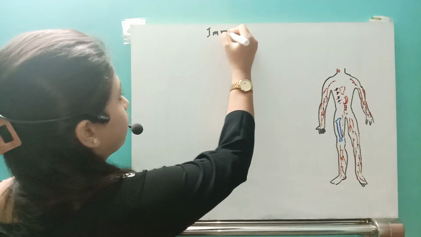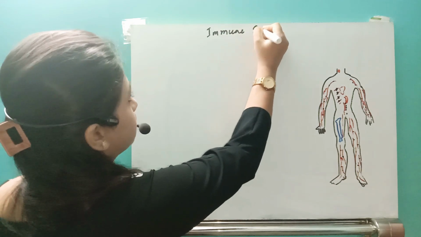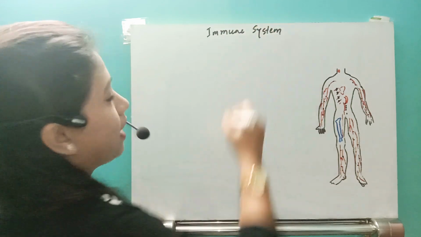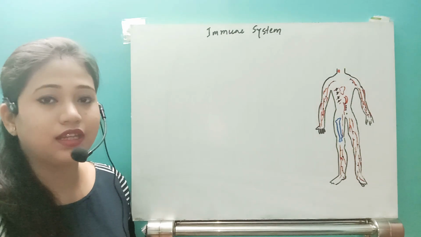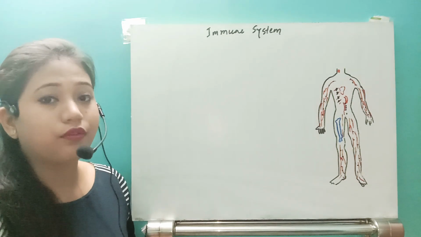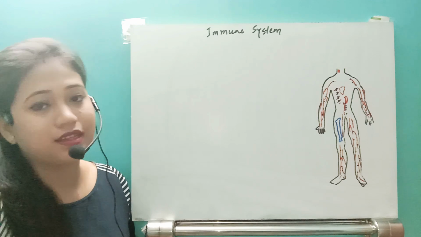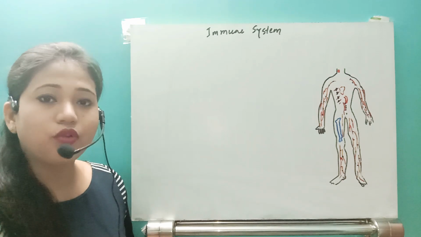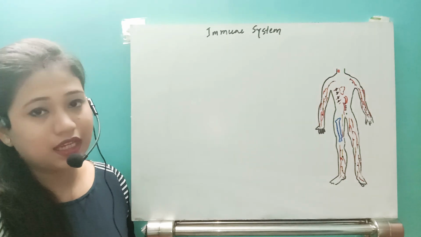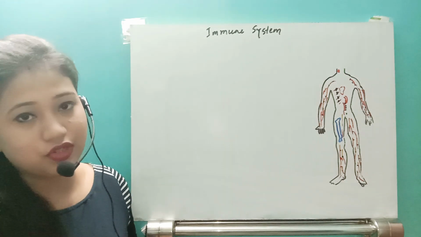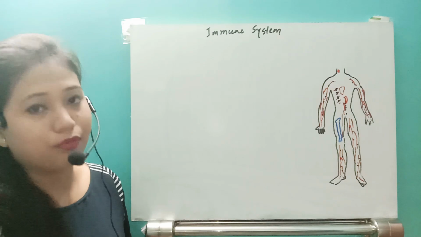Before understanding the immune system, we need to have a prior idea of B and T cells, the B lymphocyte and the T lymphocyte, which provide us the humoral and the cell mediated immunity. We have discussed all those things. Now in this video we will see only what our immune system is basically made up of.